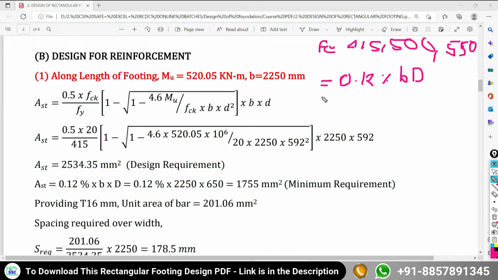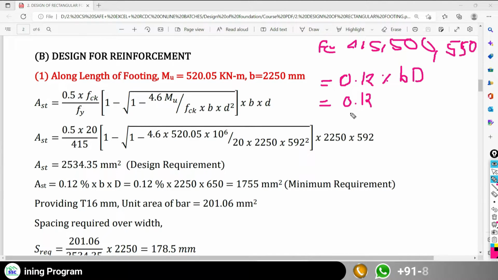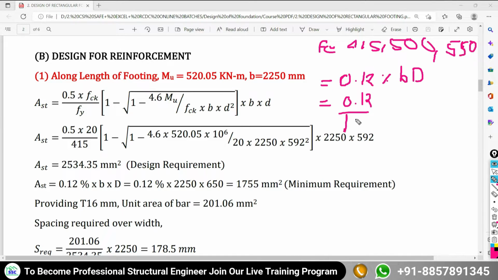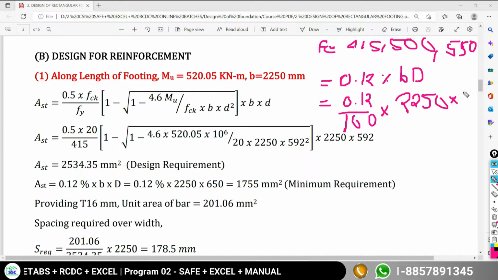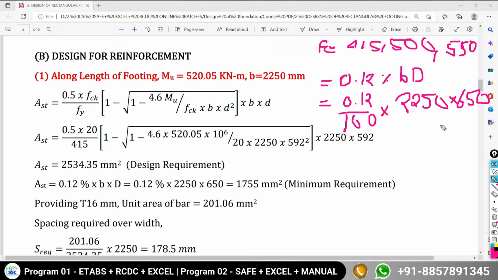So if you put this value, how much is it going to become? 0.12 percent means divided by 100, multiplied by the width, which is considered as 2250, multiplied by the overall depth, which you have to put here as 650 mm that we have decided earlier. Based on that, how much area of reinforcement is required? 1755 mm square area of reinforcement is required, and it is the minimum requirement.